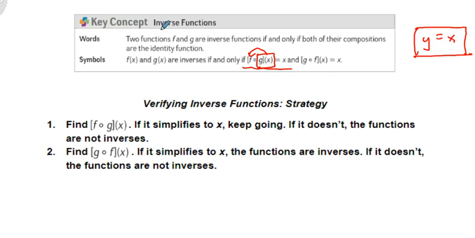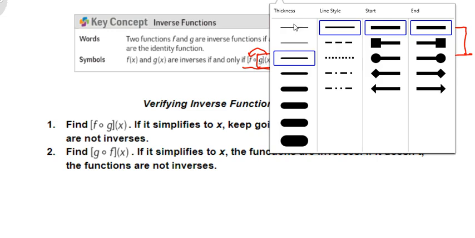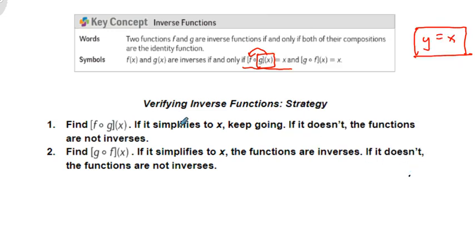So we have this little strategy written down here, and what it says is if f of g of x simplifies to x, that means you've got at least one out of two, so you keep going. If you know right away that it doesn't work, then you know that these functions aren't inverses. It has to work right away. If it doesn't give you x, then you stop. But if it does work, then you keep going and do your g of f of x, and if that one simplifies to x, the functions are inverses, and if that one doesn't, then they're not. So you have to bat 1,000 on this. You've got to get 2 out of 2.